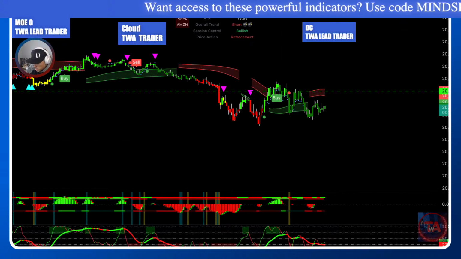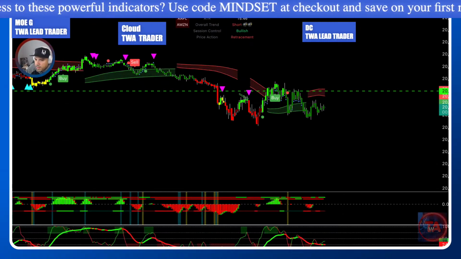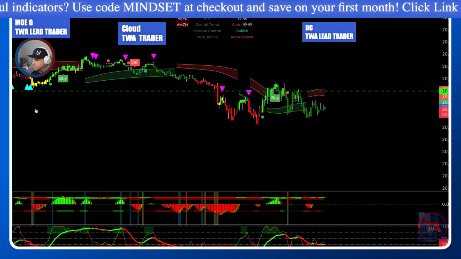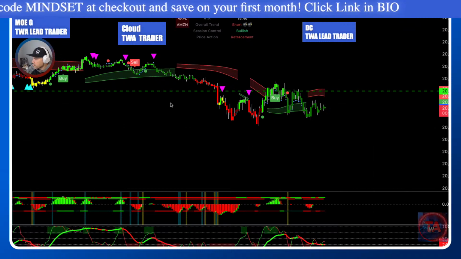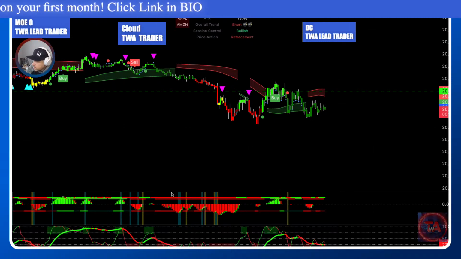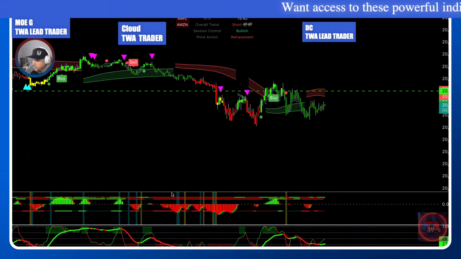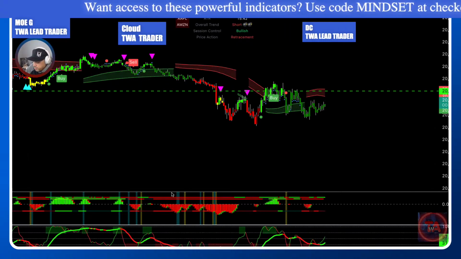I am not looking long. Why am I not looking long? Because if you look at my game plan here, we're underneath that short on stall. So far, we have not broken through yet. So I have to wait.